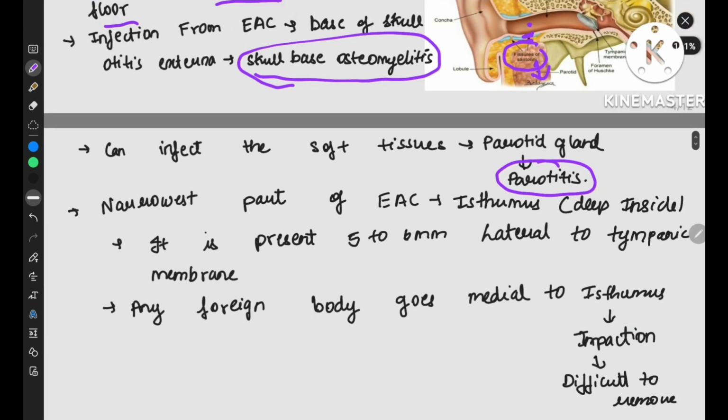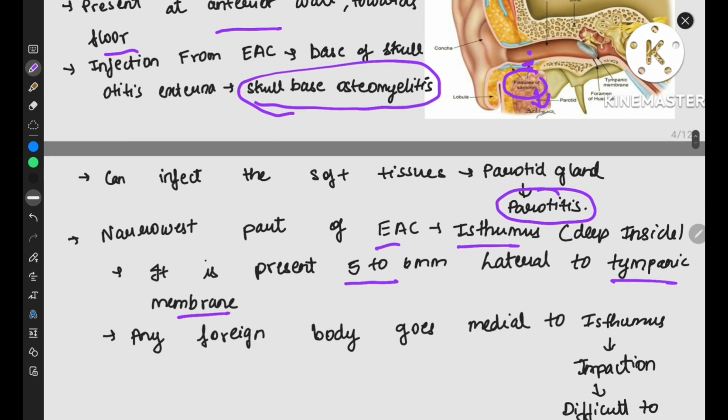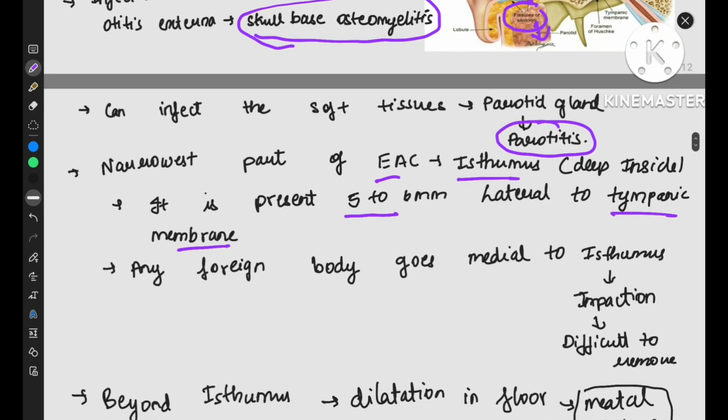Next, the narrowest part of the external auditory canal is known as the isthmus. It is present deep inside, in the bony part. It is present 5 to 6 mm lateral to the tympanic membrane. If any foreign body gets deposited in the isthmus, it is very difficult to remove, so we should be very careful. If any foreign body goes medial to the isthmus, it is very difficult for us to remove.